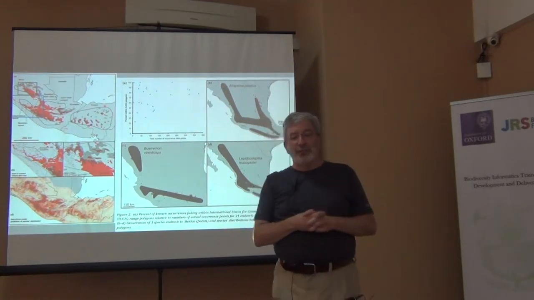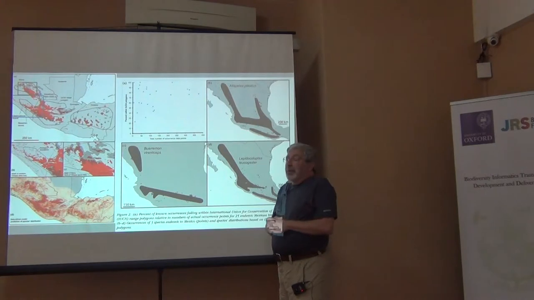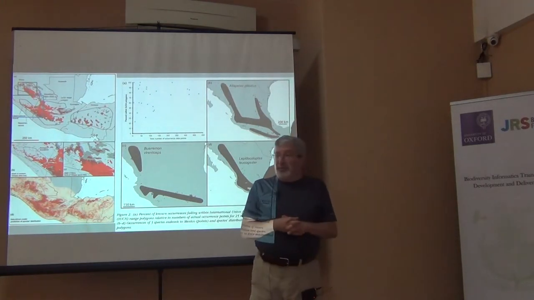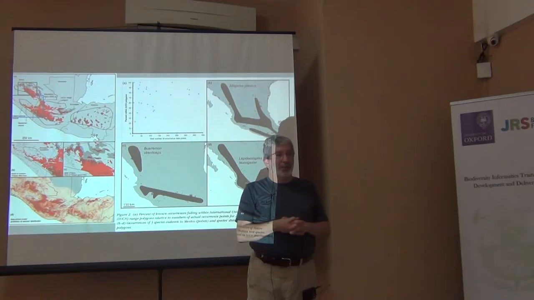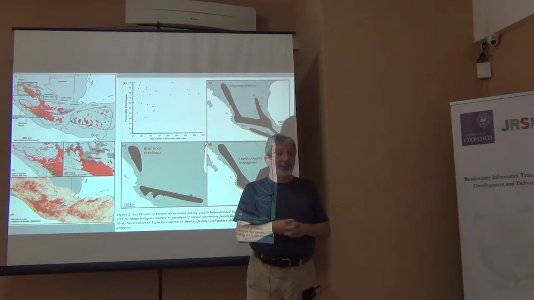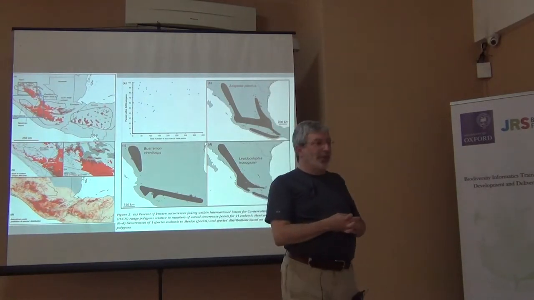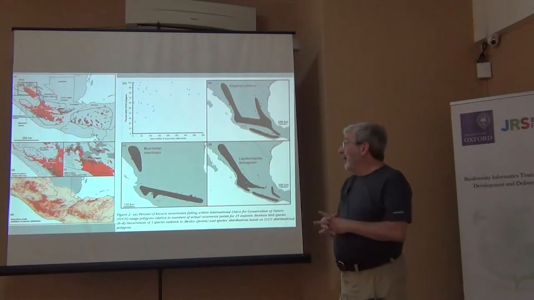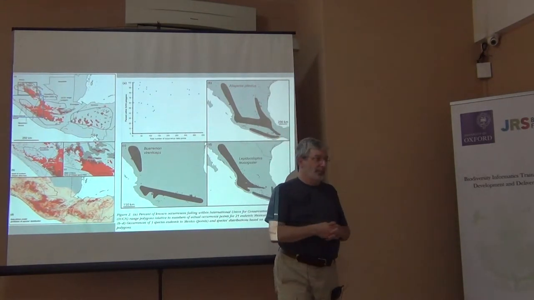Okay, so you're going to see a ton of analyses out there in the literature based on the IUCN range polygons. And this is what I was saying earlier. Just because it's in the literature doesn't mean it's true. Doesn't mean it's reliable and doesn't mean it's good science. So when you see something based on the IUCN range polygons, ask yourself, is this an appropriate use?